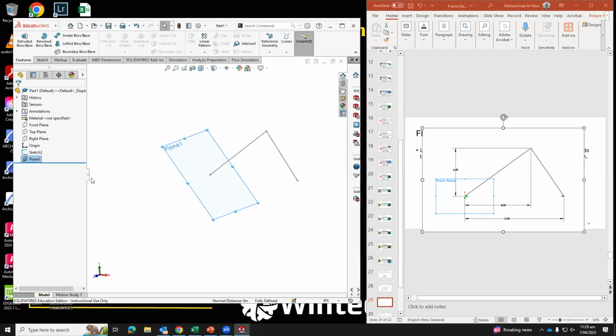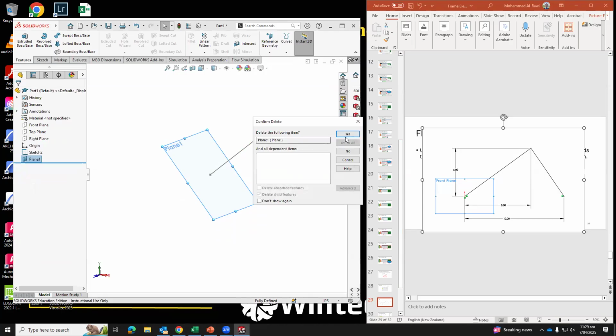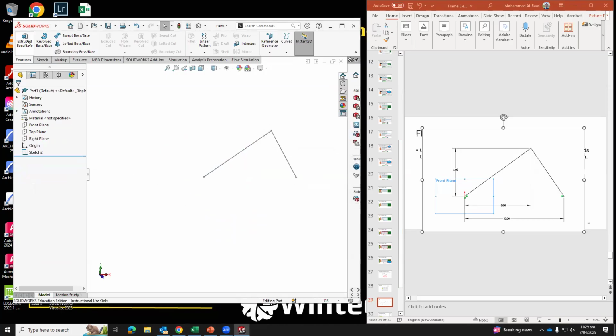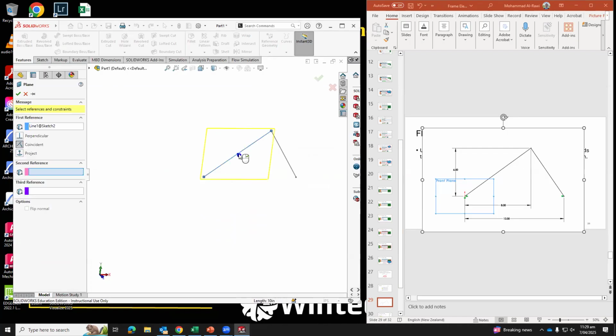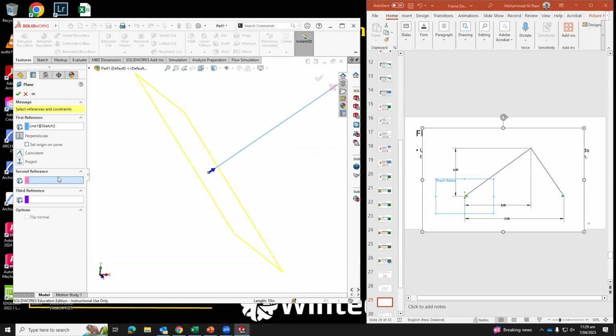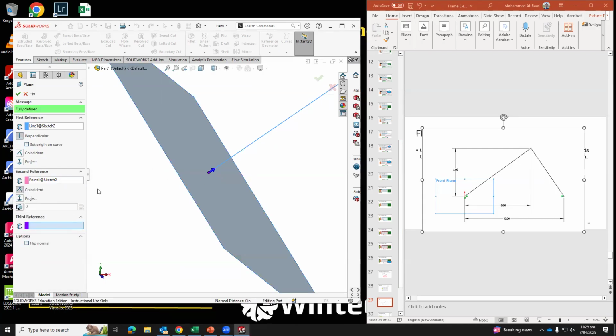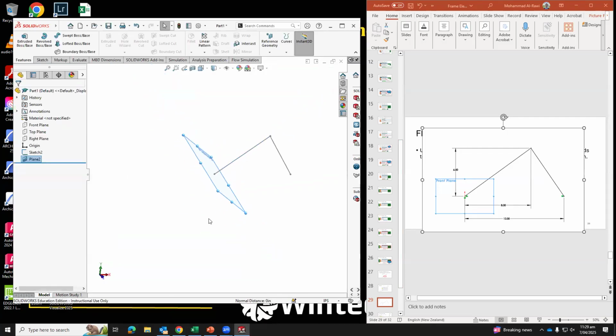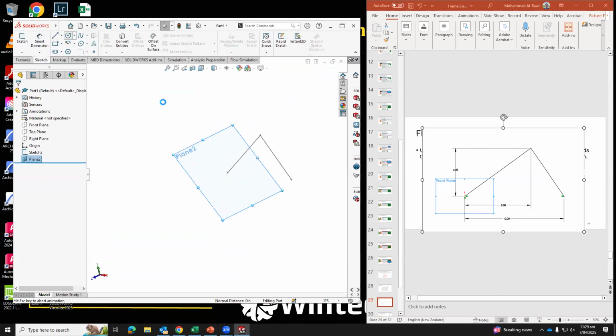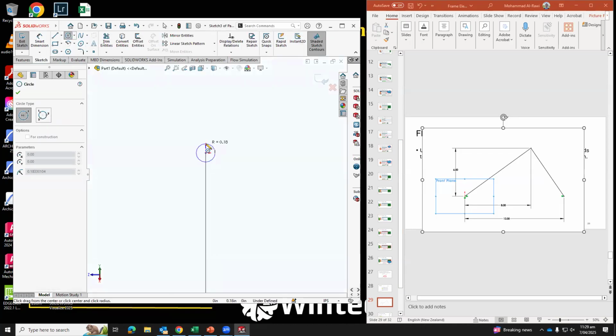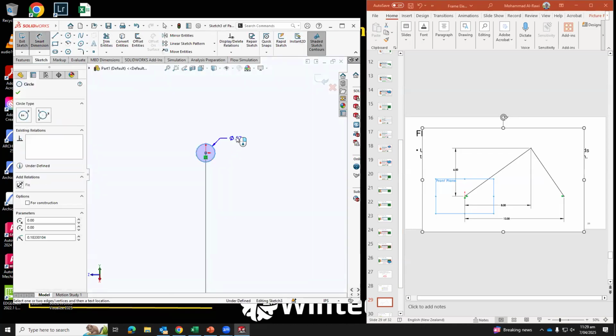Why do I need that? To sketch a circle at the center of that plane. I'll repeat this again. Delete. You go to features, reference geometry. If you can't find it, just search here. Plane. Select the line. Perpendicular. Select that point. When you come here, you can see the plane will be in that direction. Okay. Now from that plane, I need to sketch a circle. That circle, if you remember, the radius was 0.25.